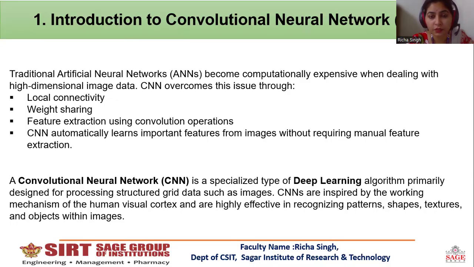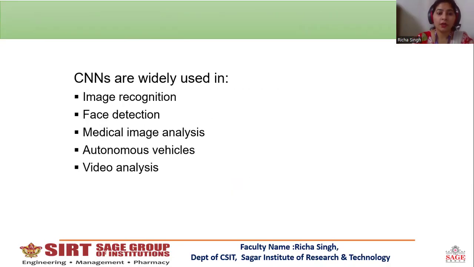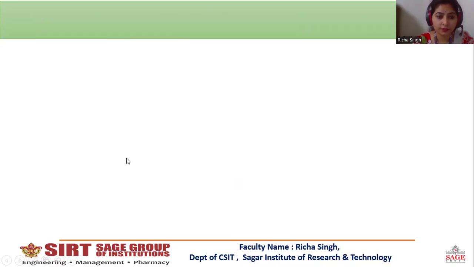So now let's start with our main topic, convolution neural network, which is a specialized type of deep learning algorithm primarily designed for processing structured grid data such as images. CNNs are inspired by the working mechanism of the human visual cortex and are highly effective in recognizing patterns, shapes, textures, and objects within images. CNNs are widely used in image recognition, face detection, medical image analysis, autonomous vehicles, and video analysis.